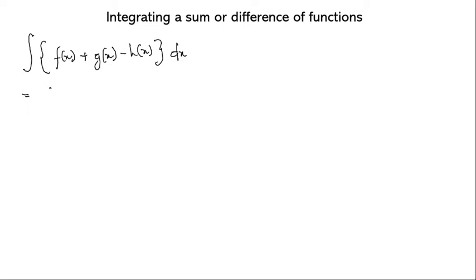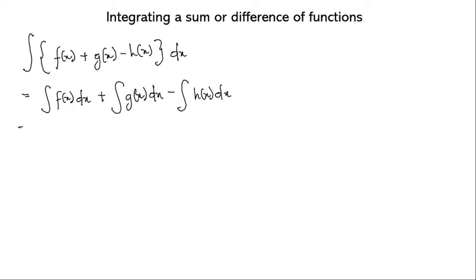So this becomes the integral of the function f of x with respect to x, plus we apply the integration to the second function, which is the integral of g of x dx, then minus, the sign is still here, the integral of h of x dx. Okay, so this becomes our final integration for this particular example. Alright, so with this, let's have a look at an example.